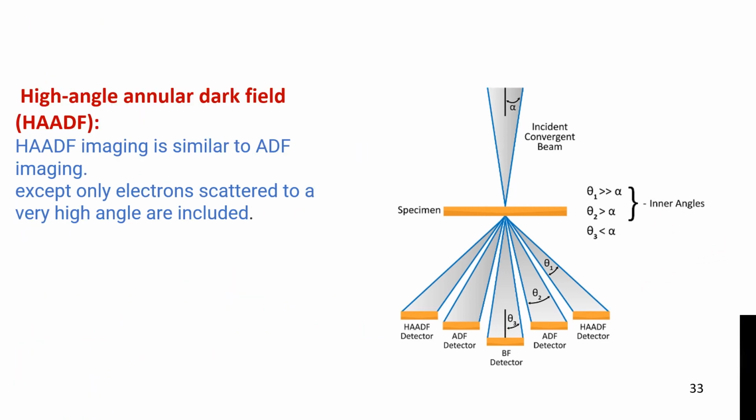The next one after the bright field detector and annular dark field detector is the high angle annular dark field detector. High angle annular dark field imaging is similar to annular dark field imaging, except only electrons scattered to a very high angle are collected. Theta 1 is the greatest one, a high angle of diffraction in comparison to the annular dark field detector, which is more diffracted in comparison to the bright field detector.